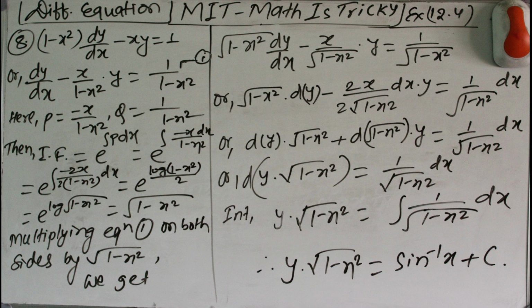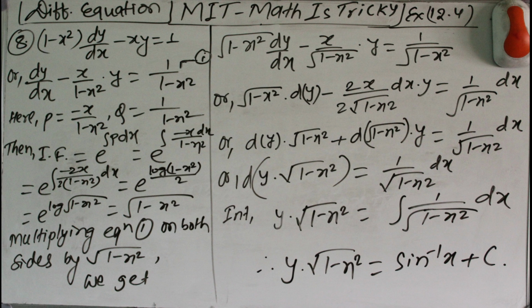Dividing both sides by 1 minus x squared, we'll get dy by dx minus x by 1 minus x squared into y equals 1 by 1 minus x squared. Let it be equation 1. Comparing this with linear form, we get p equals minus x by 1 minus x squared and q equals 1 by 1 minus x squared.